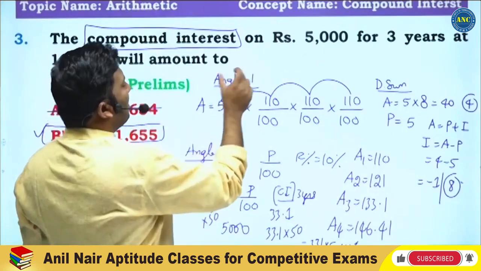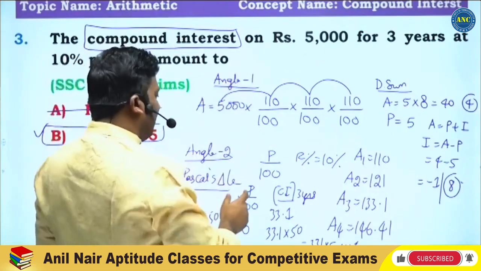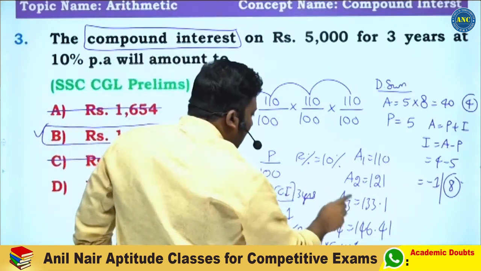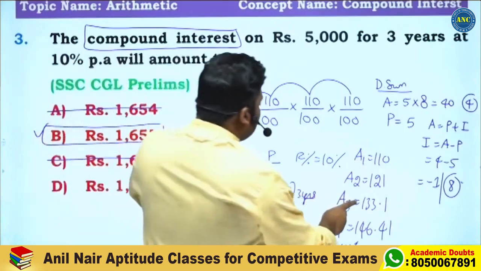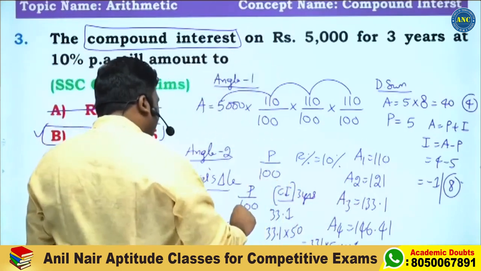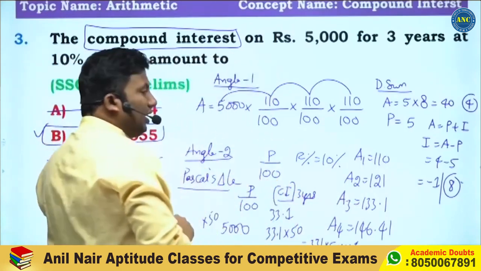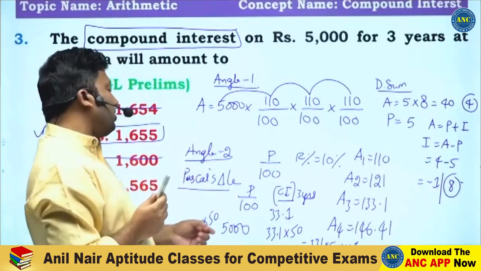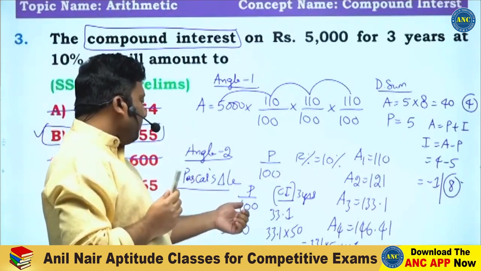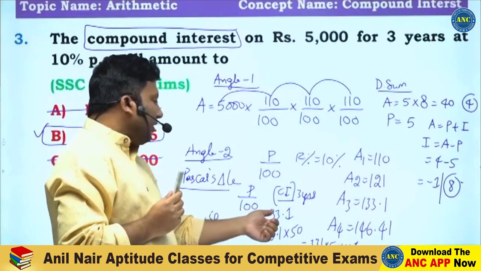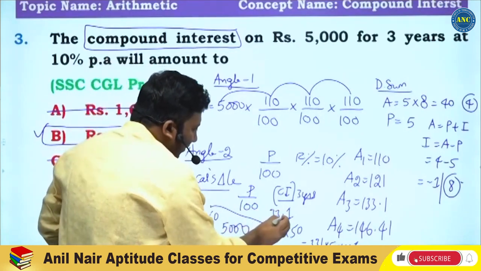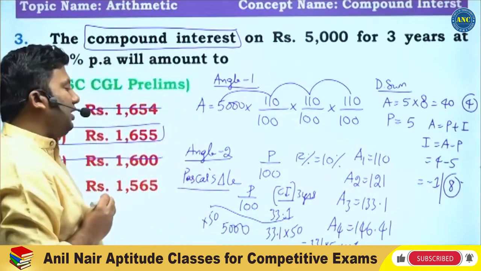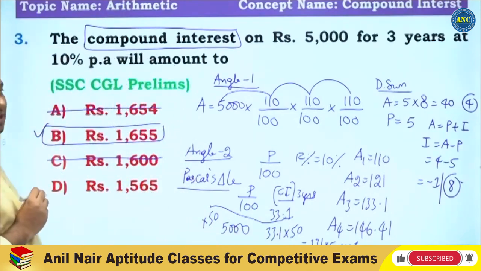Angle 2, because the rate is given as 10 percent. If P is 100, the amount for 3 years is 133.1. The difference is 33.1. For P 100, the difference is 33.1. But according to the question, I require 5,000. 1000 into 50, 33.1 into 50. Again, the rightmost digit is 5 into 1, 5. So 331 into 5, which is 1655.